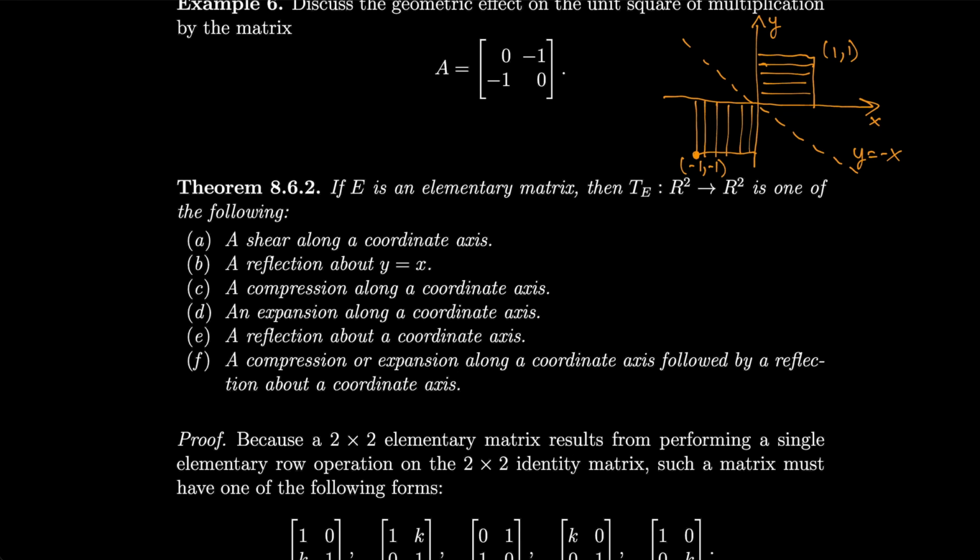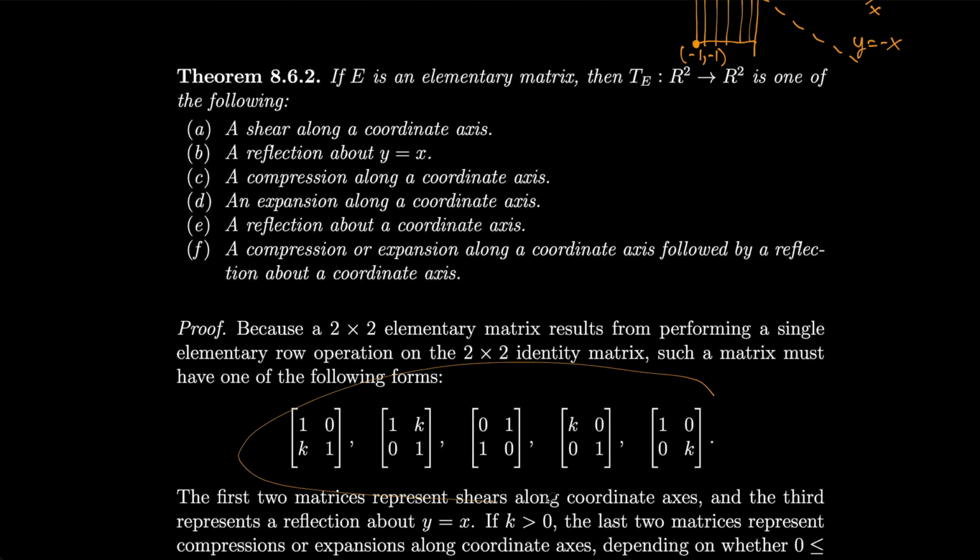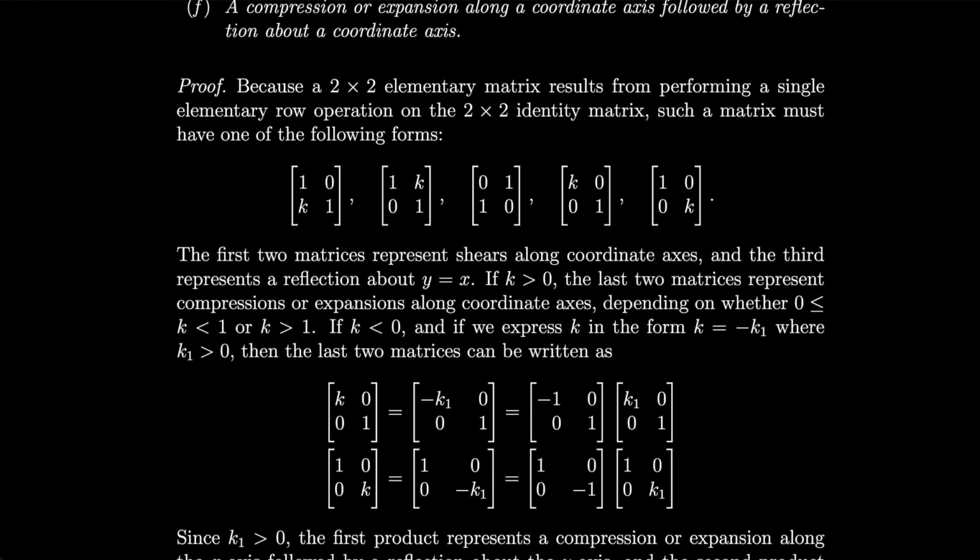If E is an elementary matrix, then TE from R2 to R2 is one of the following: a shear along a coordinate axis, a reflection about y equals x, a compression along a coordinate axis, an expansion along a coordinate axis, a reflection about a coordinate axis, or a compression or expansion along a coordinate axis followed by a reflection about a coordinate axis. Shouldn't be super surprising. Remember that the elementary matrices were from a single elementary row operation applied to the identity matrix. So that means that the elementary ones must have one of these forms. The first two matrices represent shears along the coordinate axes. The third represents a reflection about y equals x.